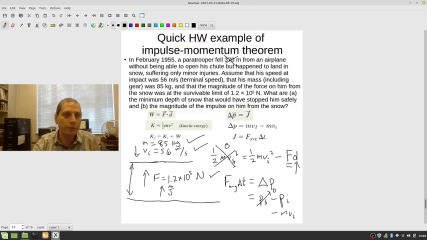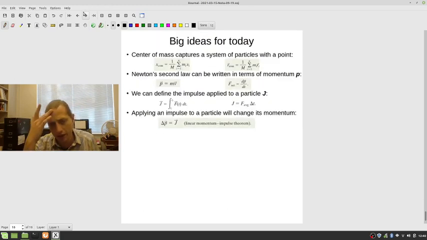All right, so I know I put a lot of new notation on the table today. I apologize for that. Next time we'll be doing a lot more practice rather than just giving new terms. But what are our big points here? Center of mass captures a system of particles as a single point that seems to be acting as a single mass.